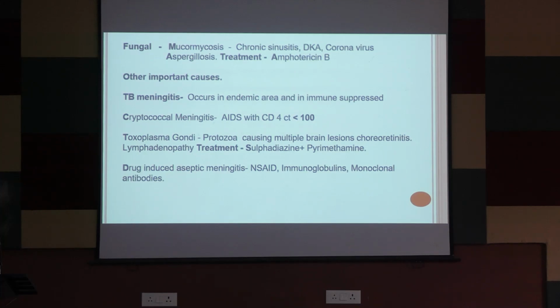Then there are other organisms like Toxoplasma gondii. It is a protozoa causing multiple brain lesions and chorioretinitis. Toxoplasmosis is also an important cause in HIV patients. The important clue is chorioretinitis. Toxoplasmosis involves the retina and choroid, and there is also lymphadenopathy. Toxoplasma treatment is very simple. You treat it with sulfadiazine and pyrimethamine.